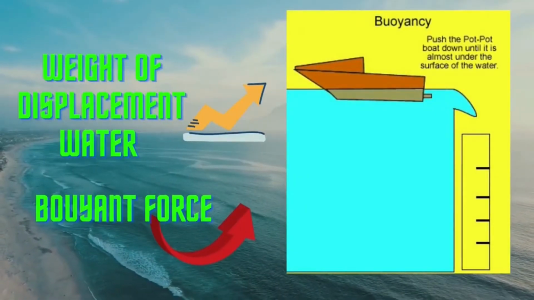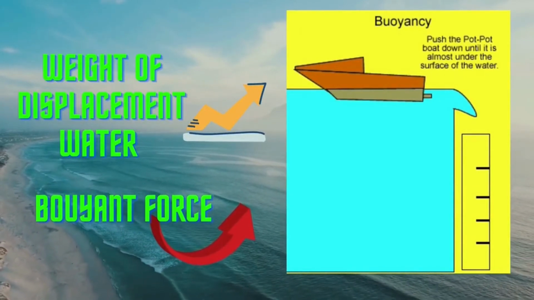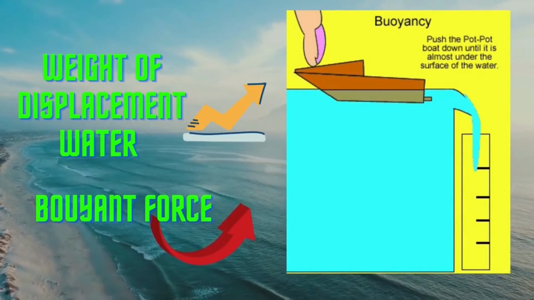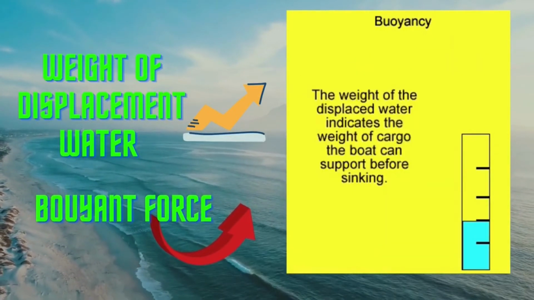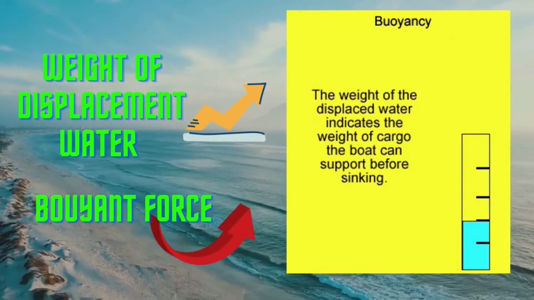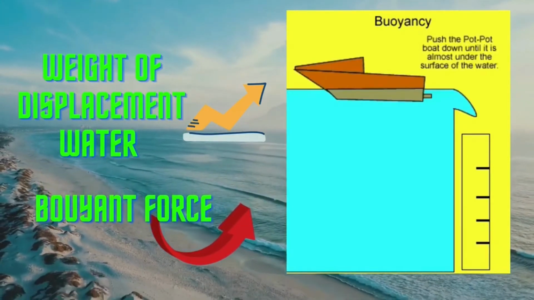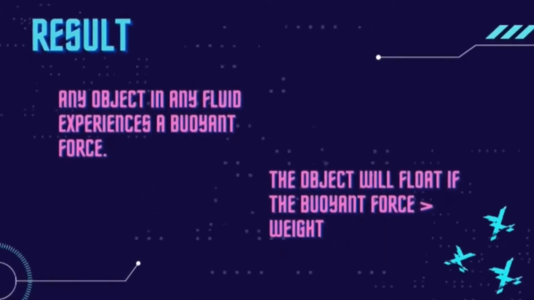I will tell you about the buoyancy force on a small scale. As you can see, when the boat is pushed down until it is almost under the surface of the water, the weight of the displaced water increases and the buoyancy force increases, and the ship will float. As a result, any object in any fluid experiences a buoyant force.